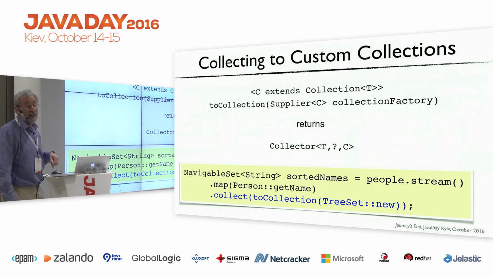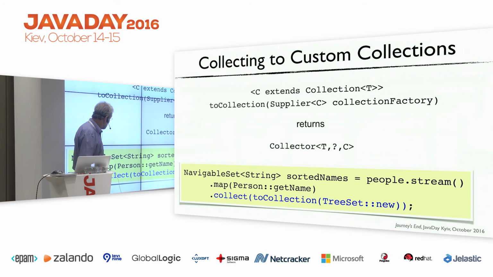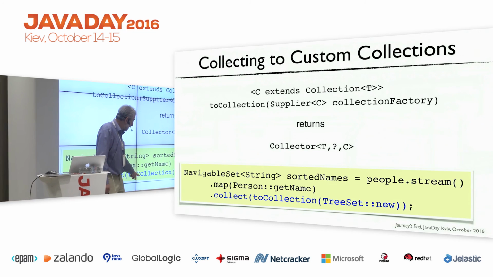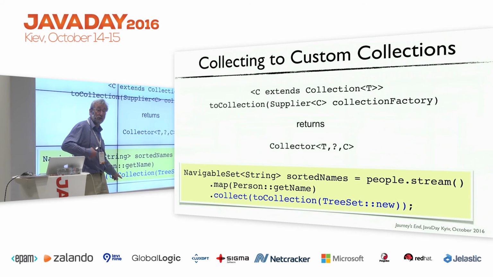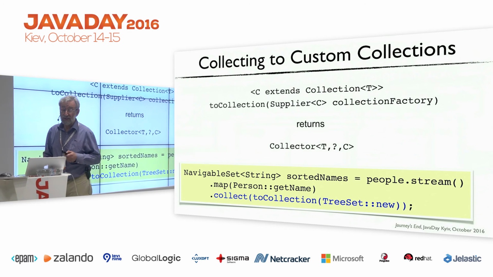Supposing we wanted to collect our person elements to a tree set, then we would collect into a collector which is produced by calling toCollection, providing a tree set factory.